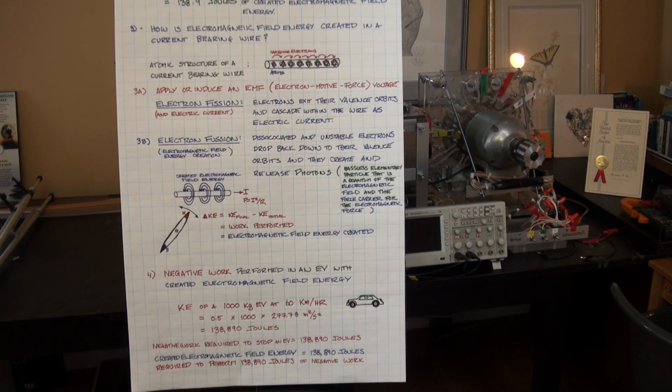The negative work that is required to stop that EV from 60 kilometers an hour to 0 kilometers an hour during regenerative braking is 138,890 joules of electromagnetic field energy that's required in order to perform 138,890 joules of negative work. So the idea that negative work can be performed in an electric vehicle without energy is false.